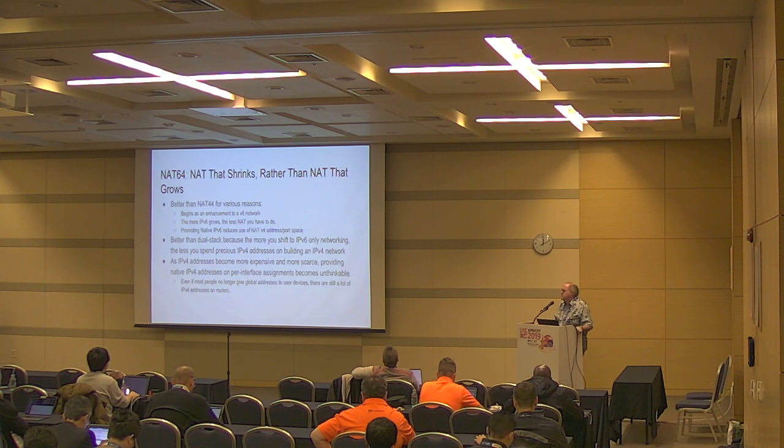So you may, if you think through this, get to the point where you say, well, this is just NAT. I'm just doing NAT. Why don't I just continue with my CGNAT or my regular old NAT44? Because NAT64 is NAT that shrinks rather than NAT that grows. This is kind of the mantra of the movement. And because the more V6 that gets done, and there's more V6 getting done every day by content providers, the less NAT you will need. It's better than dual stack because the more you shift to V6-only networking, the less you spend on precious IPv4 addresses building a network.